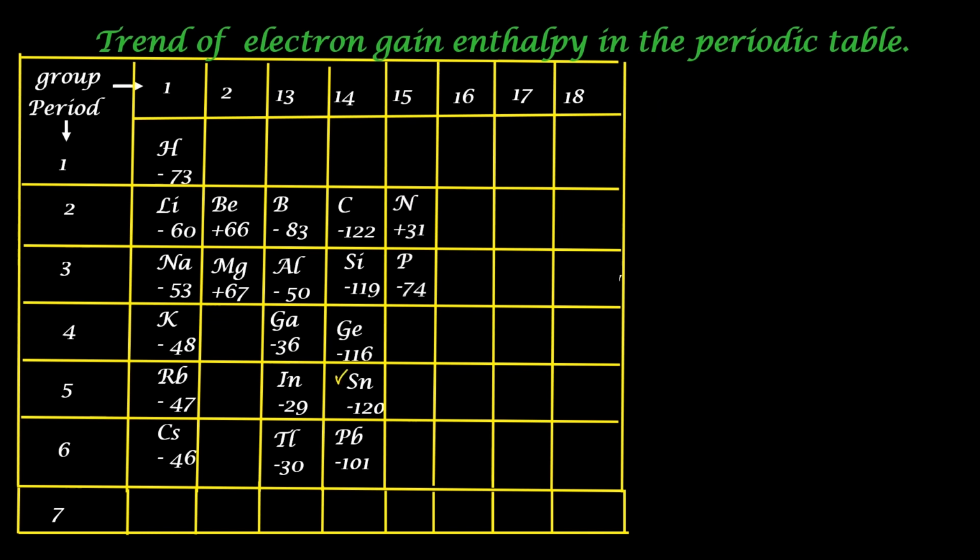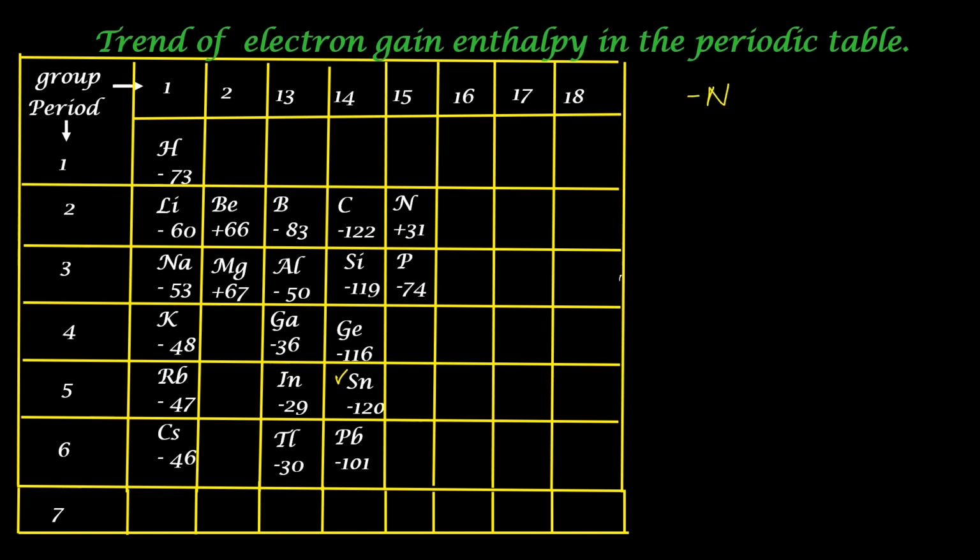We will consider nitrogen and phosphorus in the 15th group. Nitrogen belongs to the 2nd period and phosphorus belongs to the 3rd period. Nitrogen has a positive value of electron gain enthalpy, whereas phosphorus has a negative value. So in order to add an electron to a nitrogen atom, we have to supply energy. It is an endothermic process, whereas for phosphorus, it is an exothermic process.